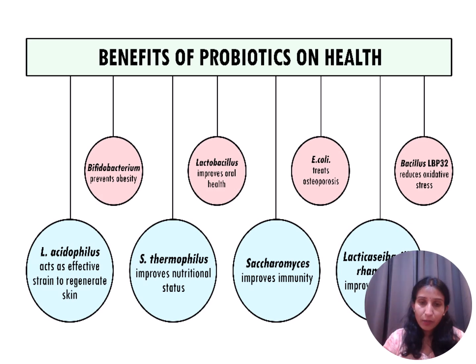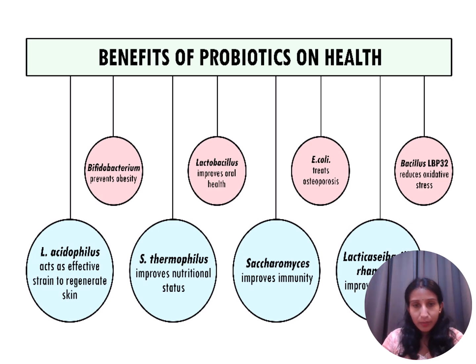We have Escherichia coli. A few strains of E. coli are available as probiotic ones in the market, and they are reported to be safe strains, and they are used to treat osteoporosis by modulating gut calcium absorption and metabolism. We also have Bacillus LBP32, which is known to have antioxidant potential, as it shows the ability to reduce oxidative stress via antioxidant mechanisms. We have Lactobacillus acidophilus, which is reported to support skin regeneration as well as modulate local and systemic immune responses.